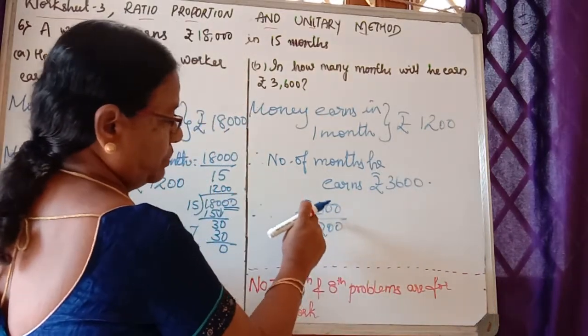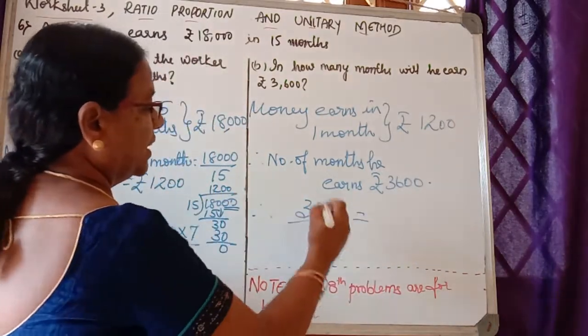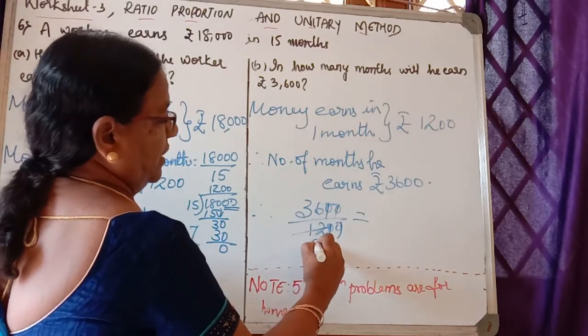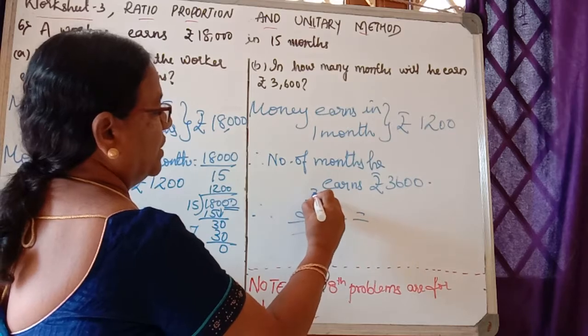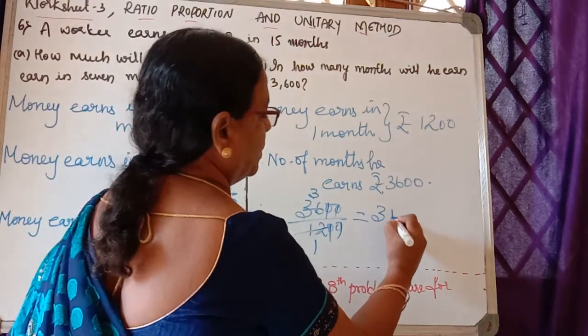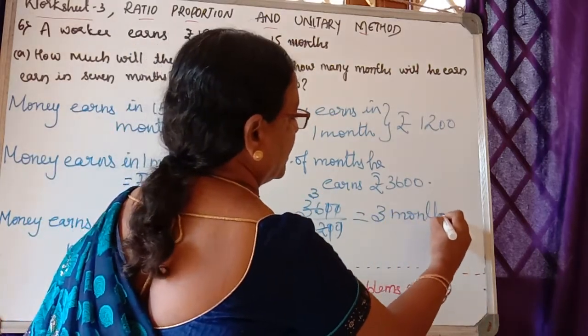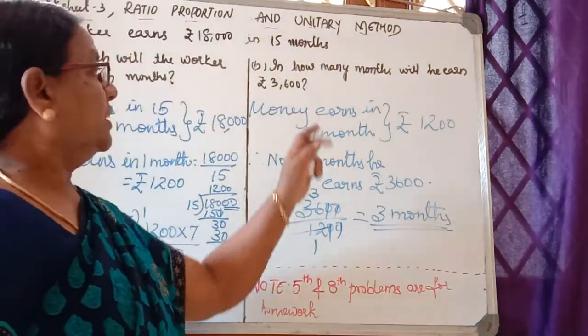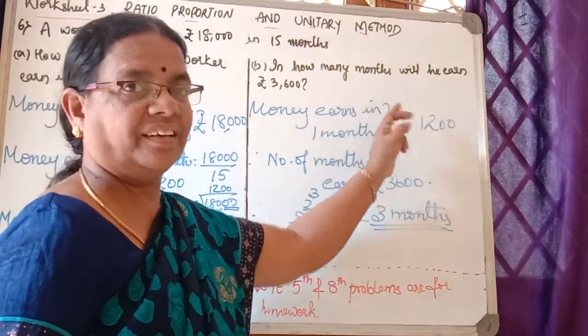So how many months is it possible to earn 3,600? If we divide by 1,200, how many months will we get? 12 months are 12, 12 3s are 36. In how many months does he earn rupees 3,600? In 3 months he can earn rupees 3,600.